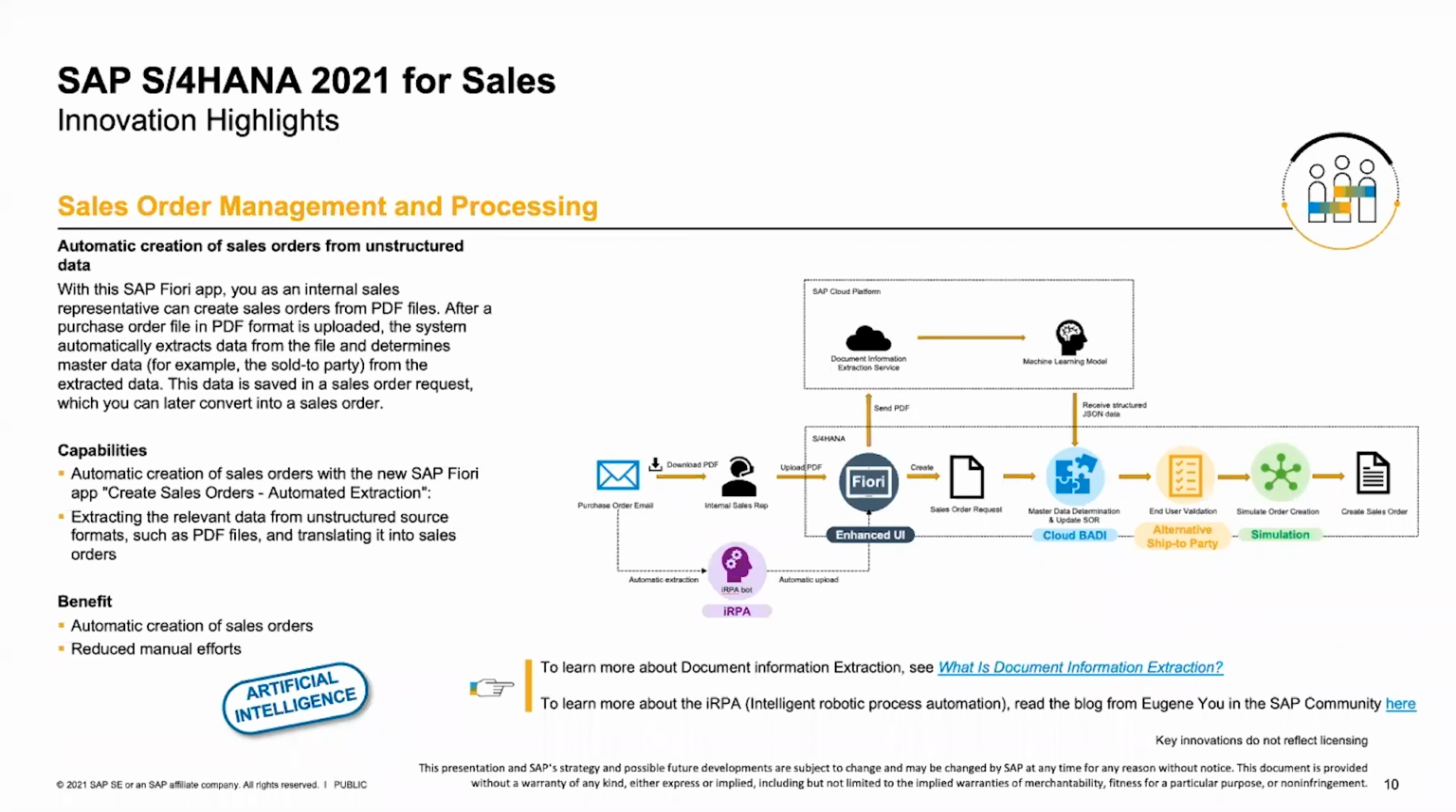And of course, here you see on my slide, we also have an intelligent robotic process automation behind this. This intelligent robotic process automation bot is also released, but it is released on SAP Cloud Platform. And the bot will automatically monitor your email inbox. This means if you receive a purchase order email, the bot will download the attached PDF file and upload it in the new SAP Fiori app in SAP S/4HANA 2021.